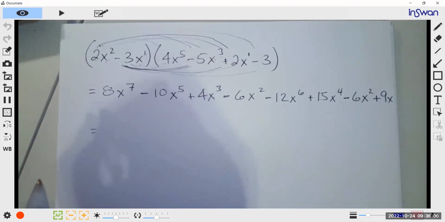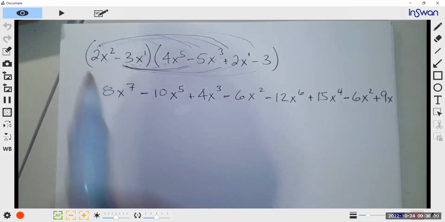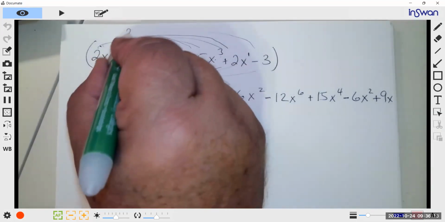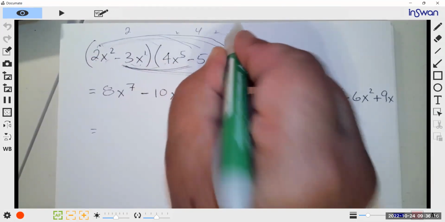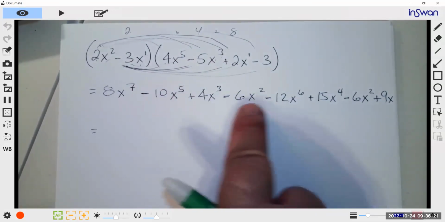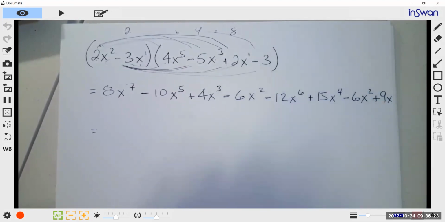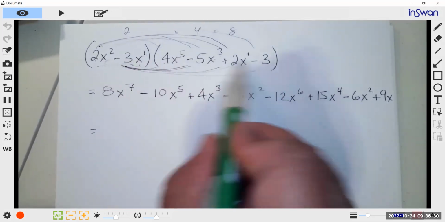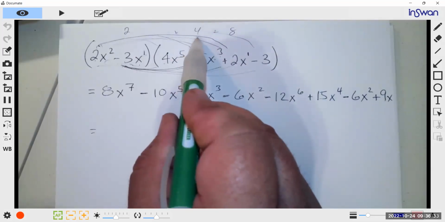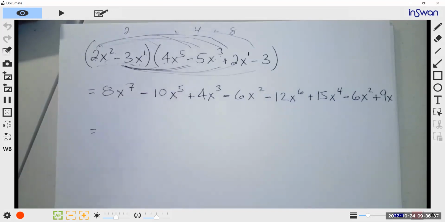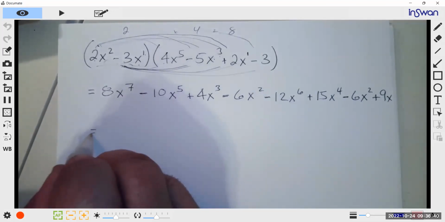Okay, so let's arrange these. We have 2 terms in the first parenthesis and 4 terms in the second. If we multiply them, 2 times 4, we should have 8 terms. 1, 2, 3, 4, 5, 6, 7, 8. That's a check to make sure you're going in the right direction. That's before I fix them up. Now I combine like terms.